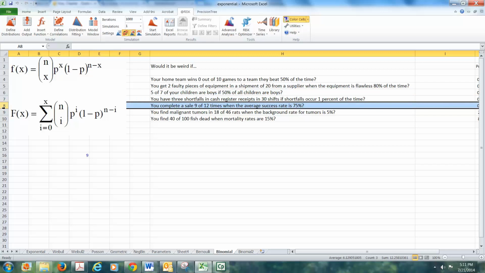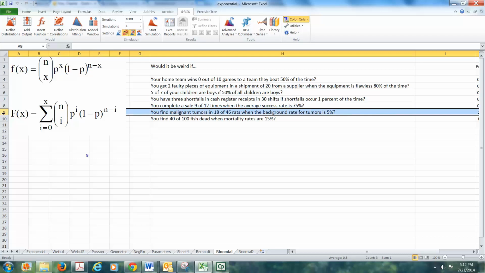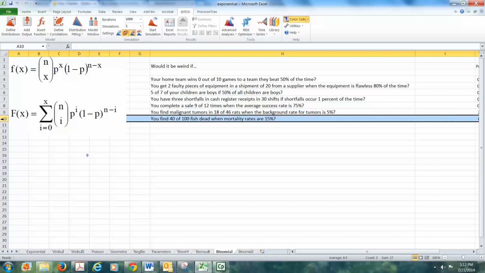If the average success rate for selling to a customer is 75%, would it be weird if you completed a sale 9 of 12 times? Suppose you find malignant tumors in 18 of 46 rats, and the background rate for tumors is only 5%. Would that be weird? Or, finally, suppose you find 40 of 100 fish are dead when mortality rates are expected to be 15%.